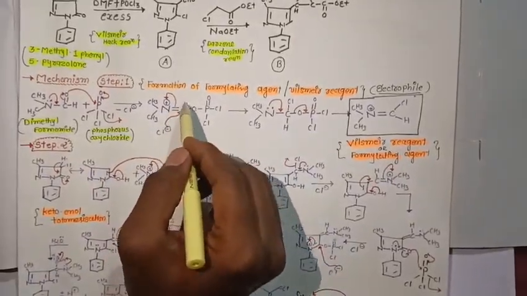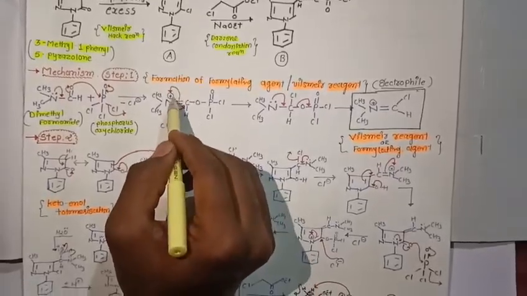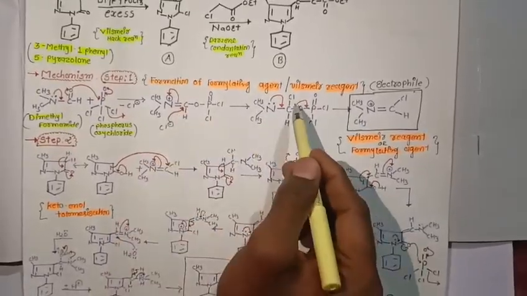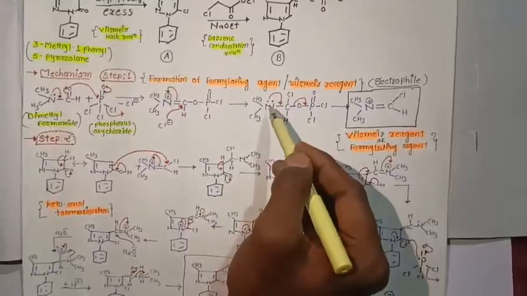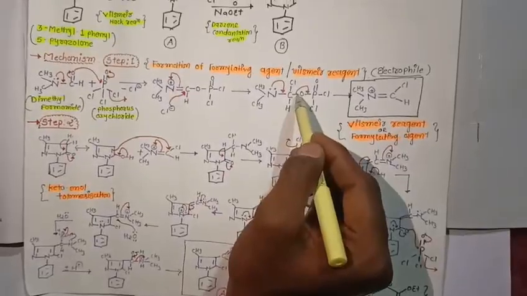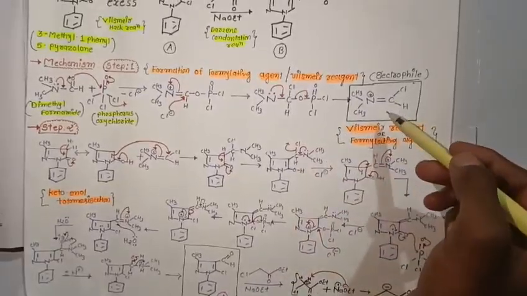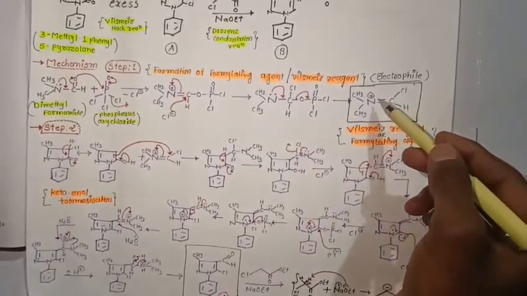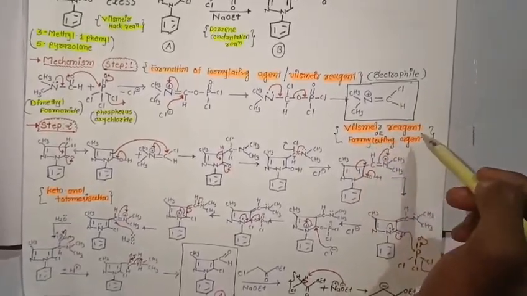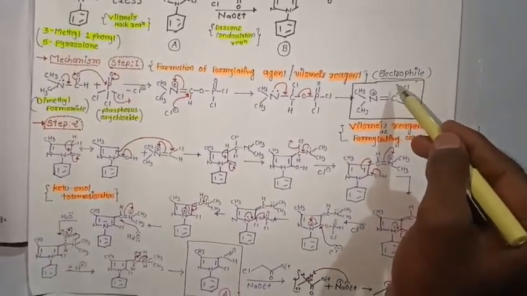In the next step we get this type of moiety in which nitrogen contains a positive charge, so it withdraws the electrons from this pi bond, and this Cl minus attacks on this carbon. So we get this type of moiety in which nitrogen has a lone pair. This lone pair converts into a double bond and this carbon-oxygen bond shifts toward the oxygen-phosphorus bond. So we get our Vilsmeier reagent, in which nitrogen contains a positive charge. This reagent is also known as the formylating agent, and because nitrogen contains a positive charge, it behaves like an electrophile.